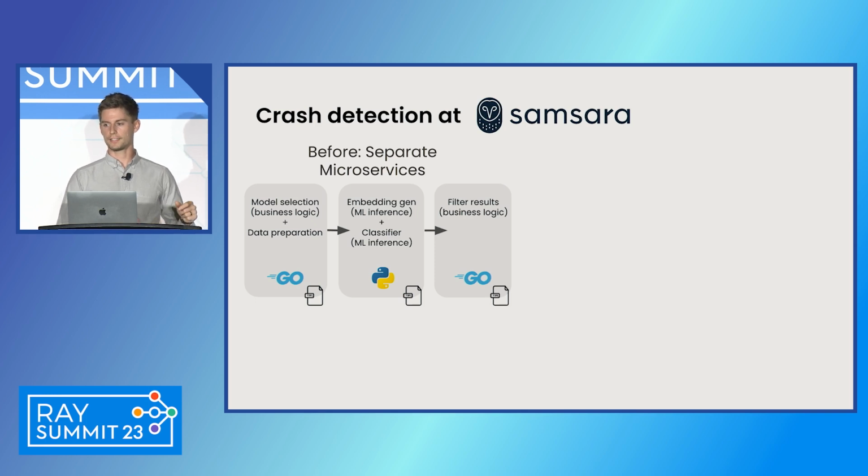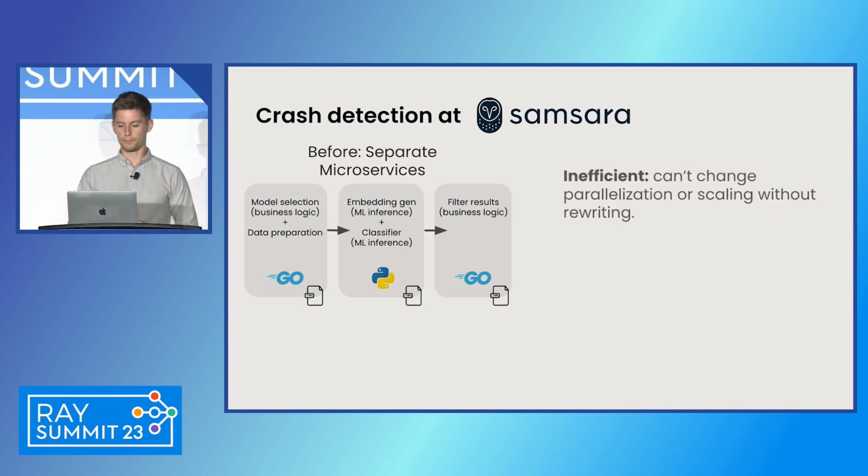The important part is that this anatomy looks similar to that architecture diagram that I showed two slides ago. They had multiple microservices in multiple languages, each with their own configuration, deployed independently, and they were stitching them together with HTTP. This came with some drawbacks.